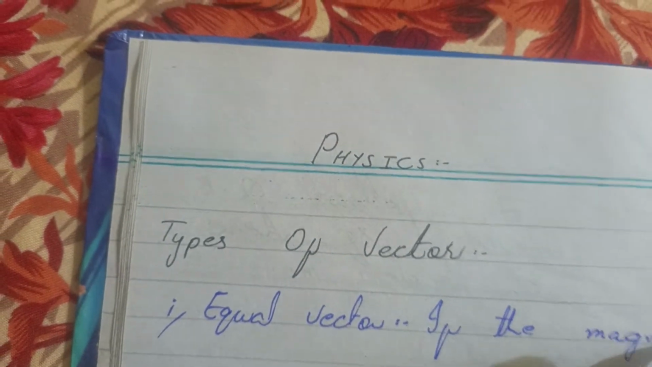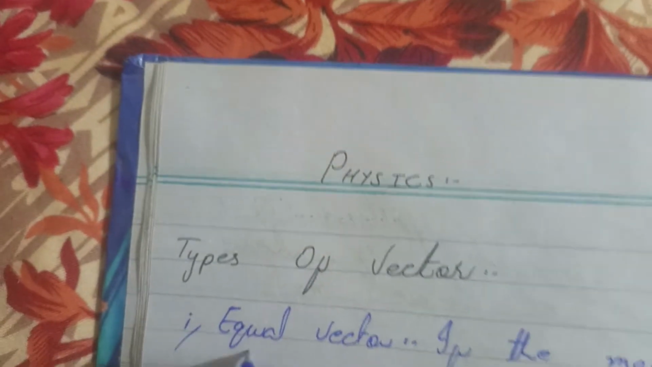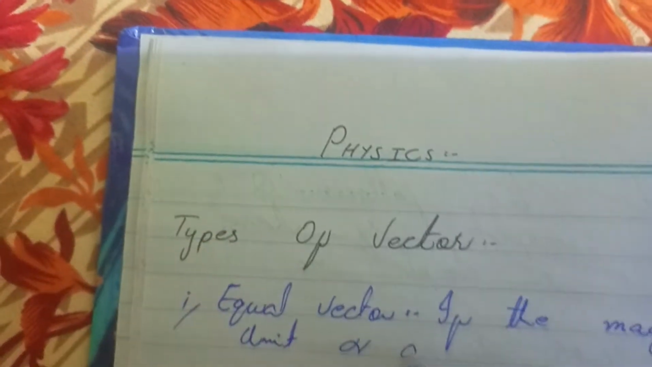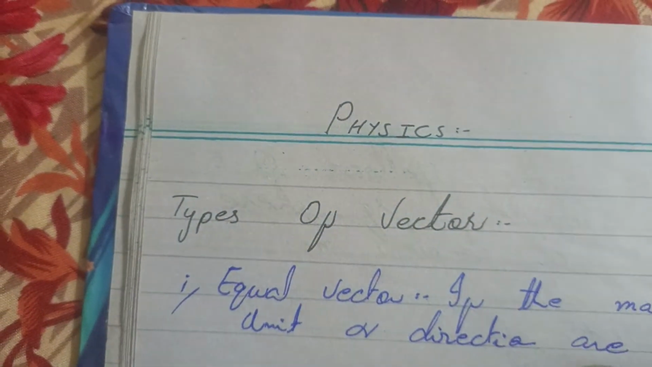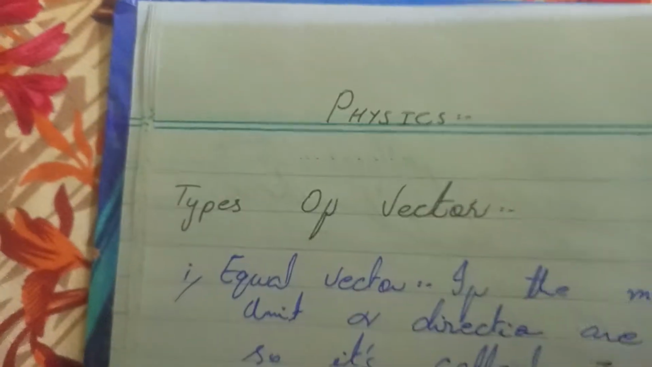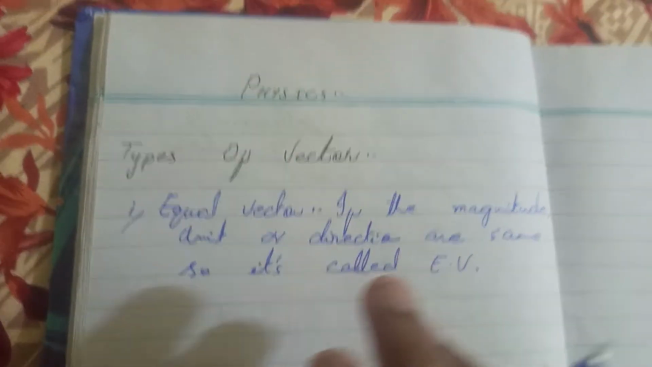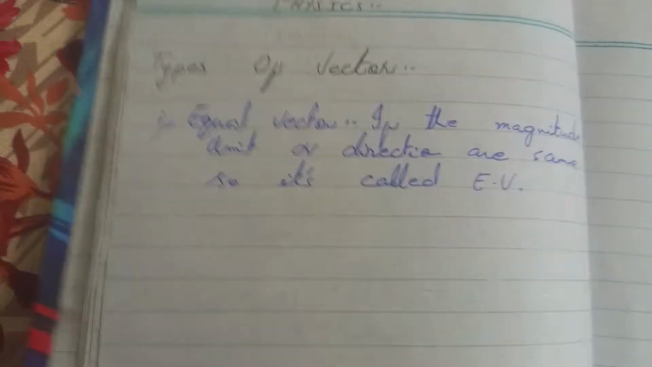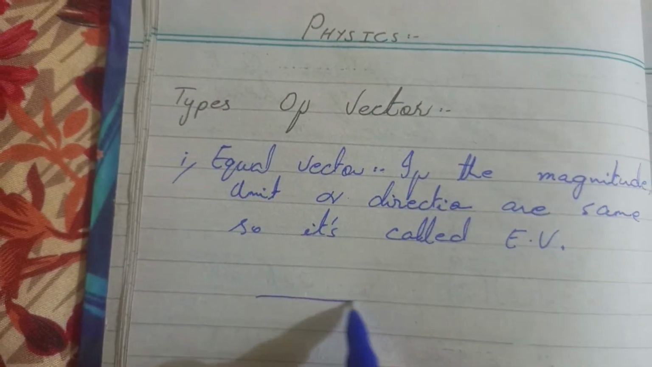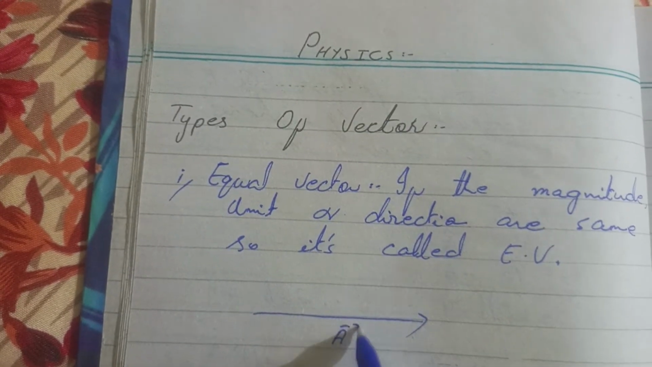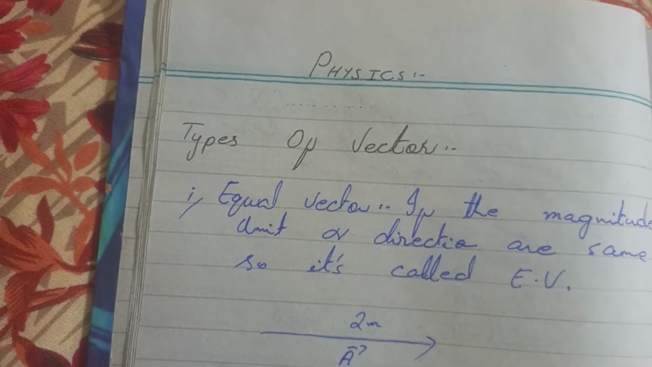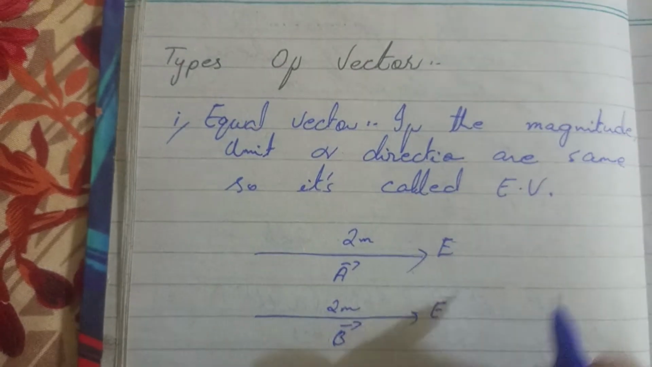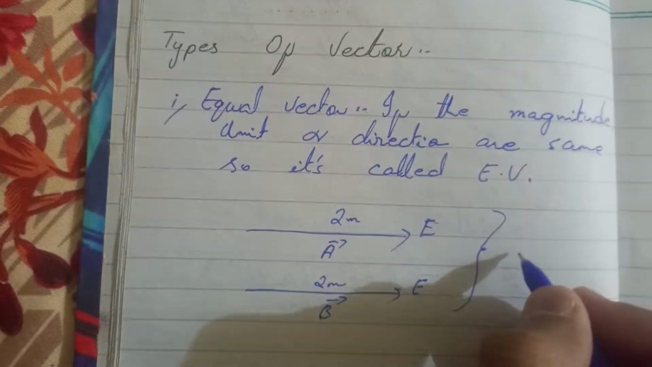If the magnitude, unit, and direction are the same, it's called equal vector. So basically, if you have the magnitude, direction, and units the same, it is said to be equal vector. For example, I have vector A, which is 2 meter long, and we have vector B, which is also 2 meter long, and both their directions are east. So both of these are said to be equal vectors.